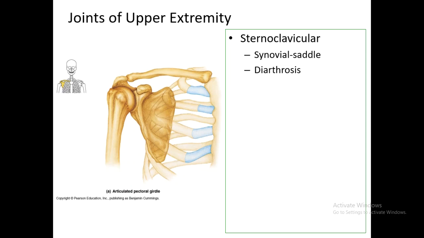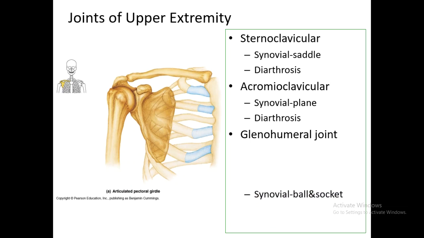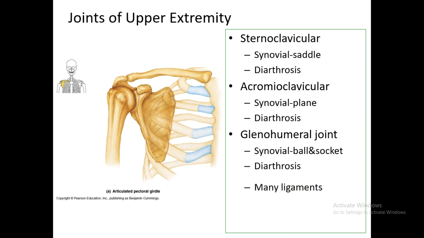One, we have the sternoclavicular, and then underneath it's divided into synovial saddle, diarthrosis, and then two, acromioclavicular. This we got the synovial plane, diarthrosis, and then glenohumeral joint, synovial ball and socket, diarthrosis, many ligaments, and muscle reinforcement. Hope you're able to classify joints of the upper extremity.